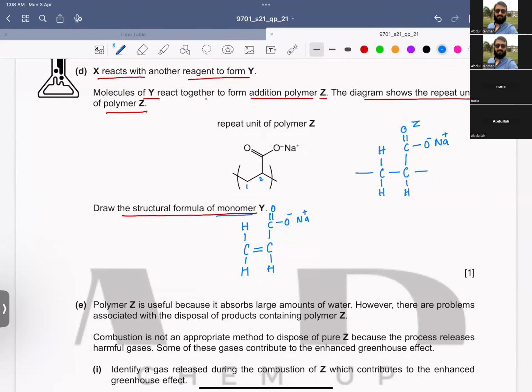Sir, in monomers do we just put a double bond? Yes, when it's an addition polymer, we need to do two things: put a double bond between those carbons which have an empty bond, and remove the empty bonds. Okay. Is it clear to everyone?